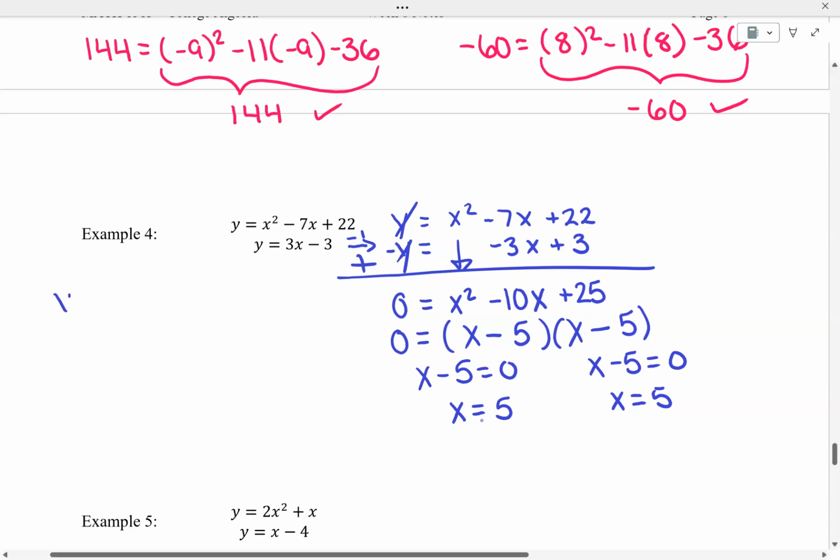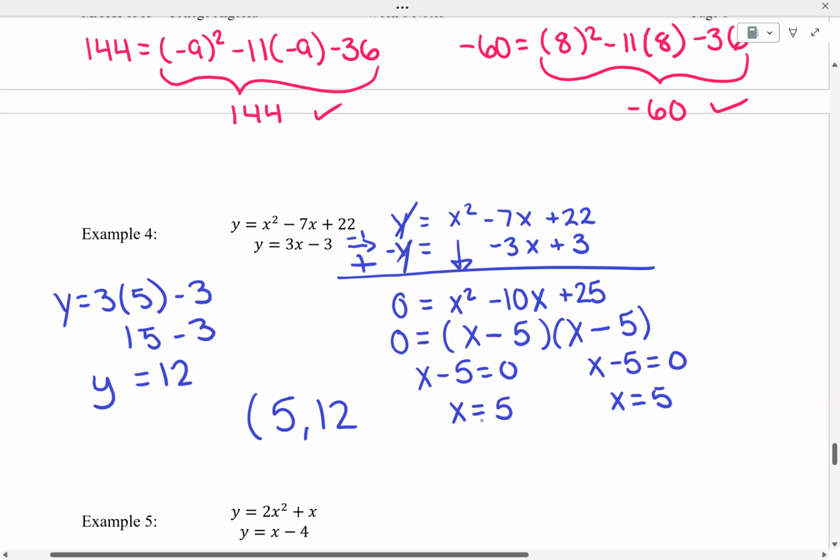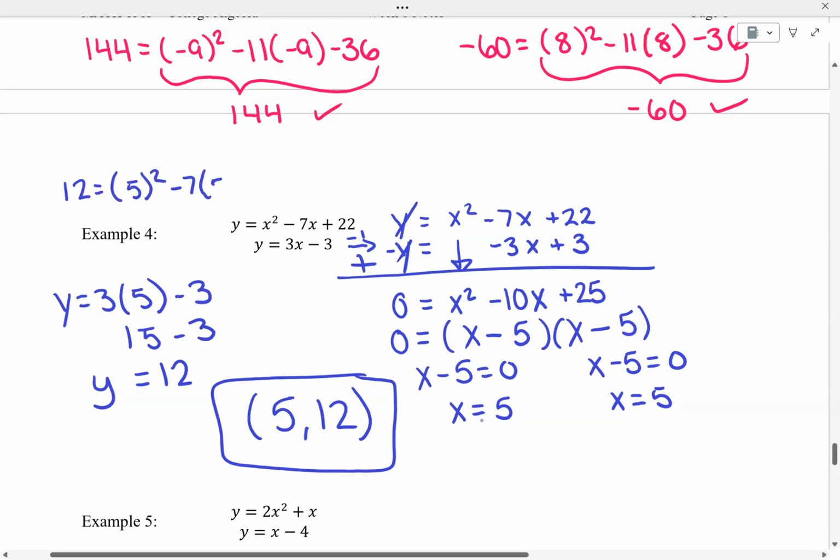So we're going to go y equals 3 times 5 minus 3. 15 minus 3 is 12. So our answer is 5, 12. And again, you can check that. We would have 12 equals 5 squared minus 7 times 5 plus 22. These numbers are a little bit easier. So we have 25 minus 35, which is a negative 10, plus 22, 12. So we're good.